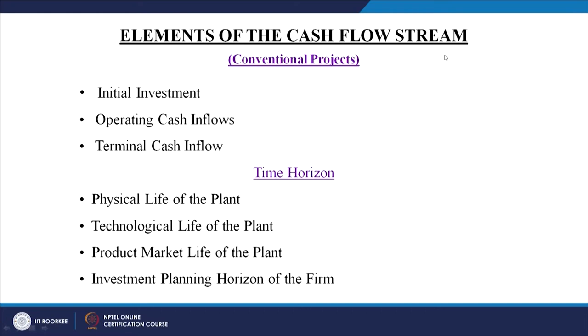It is about the relationship between the quantum of the cash outflows and cash inflows, these three important elements of the cash flow stream. First of all, cash goes out, then cash starts coming in, and once the life of the project is over, we terminate the project, and at that time we get the salvage value of the fixed assets and the working capital. Working capital is recoverable in the full amount, at the book value.